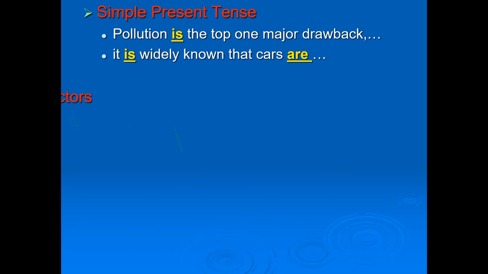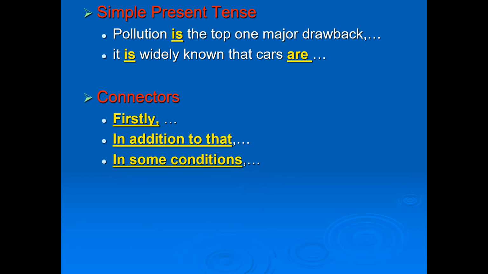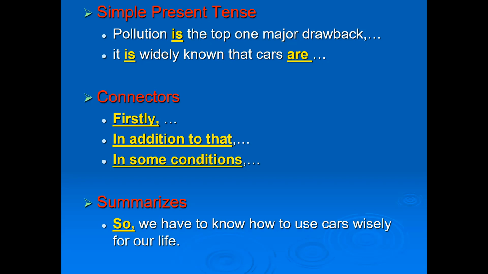Okay, in this text, we can find some language features. For example, simple present tense. Pollution is the top of one major drawback. It is widely known that cars are.